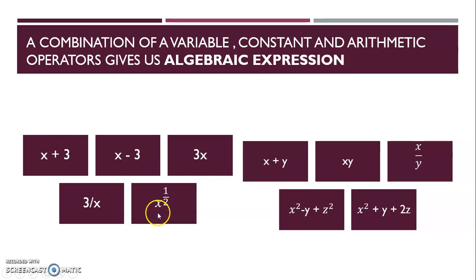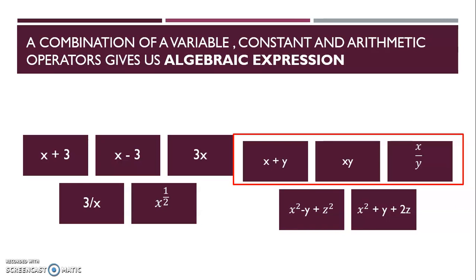Here we have just one variable. So a variable alone can also be an algebraic expression. A constant alone can be an algebraic expression, or just variables like x by y, x, y. These are also algebraic expressions. If you look at these, this is an algebraic expression that involves two variables. These are all algebraic expressions that have only one variable, that is x.